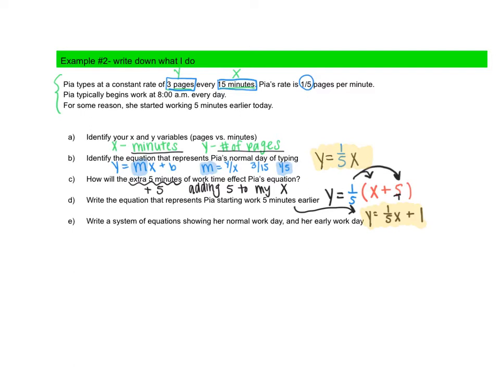The last step here is to create a system of equations comparing her normal workday and her early workday. So her normal workday was just y equals 1/5 x, and her early workday is y equals 1/5 x plus 1. So this is our system of equations here. Okay, I'll give you a second to get this written down, and then we're going to move on to our third example.